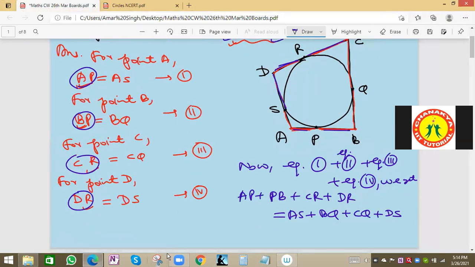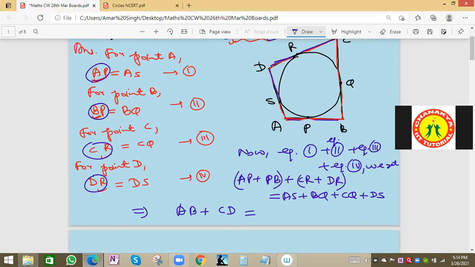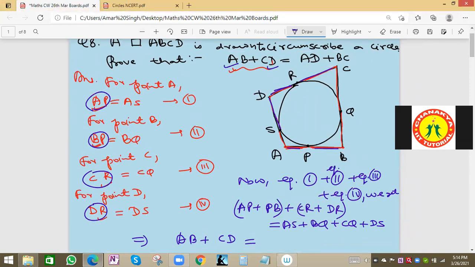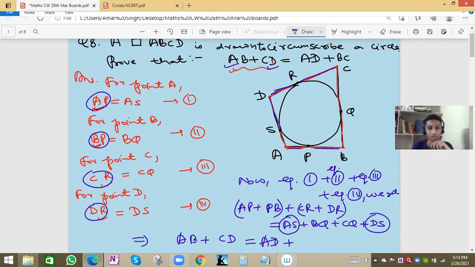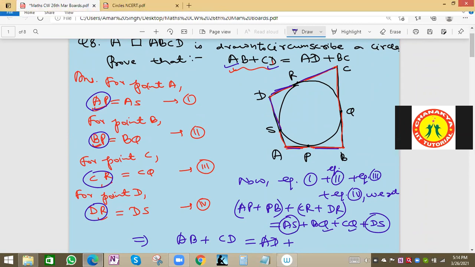Now we can write here AP plus BP in bracket. AP plus BP will be AB, and CR plus DR will be CD. So this is what we got for left hand side. Now right hand side value is AS plus BQ, plus CQ plus DS. So right hand side: AD plus BC. What will be AD? AS plus DS will be AD. And BQ plus CQ will be BC. Hence proved, we can say.